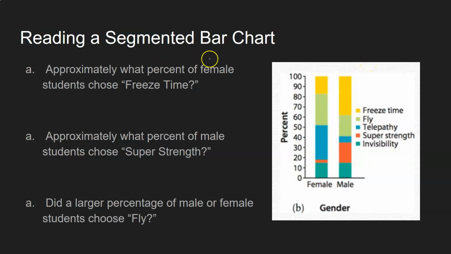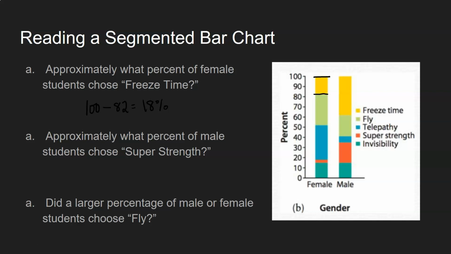We can see that freeze time runs from here to here. That is not 100%. That is a little above 80, so maybe like 82. So in order to figure that out, we would need to do 100 minus 82, and that gives us 18%. Approximately 18% of females chose freeze time.